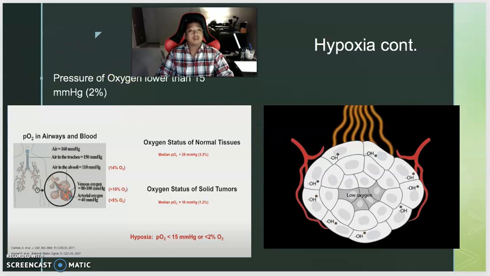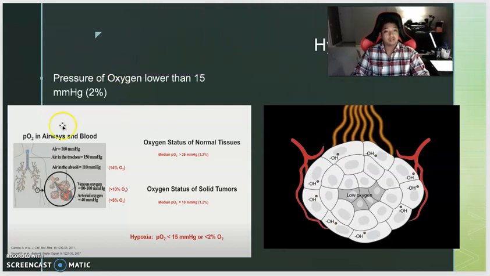Now, to quantify oxygen, you could do it in either pressure, millimeters of mercury, or percent composition. What classifies something as hypoxic is any region that is lower than 15 millimeters of mercury or 2% composition. I have here some percentages you could reference for what is normal.